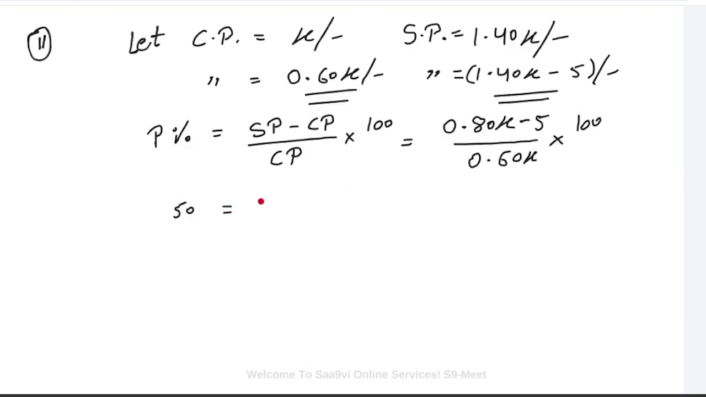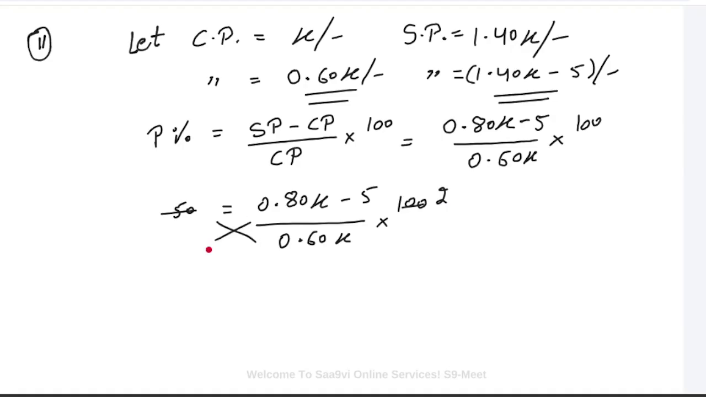So 50 is equal to 0.80x minus 5 divided by 0.60x multiplied by 100. Just summarizing it. Now this will get cancelled here. Now if I just do a cross multiply, this is nothing but 1 by 1. So we get 0.60x, that is 1.60x minus 10. That means x is equal to 10.